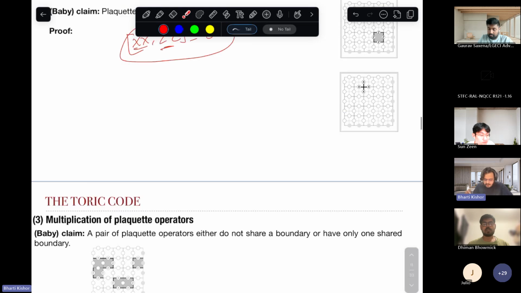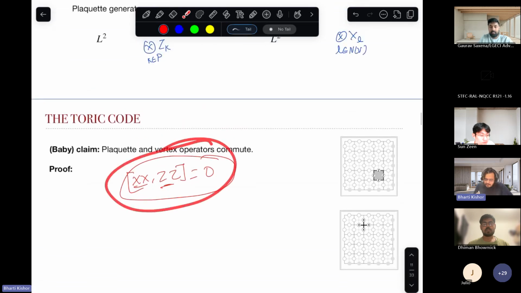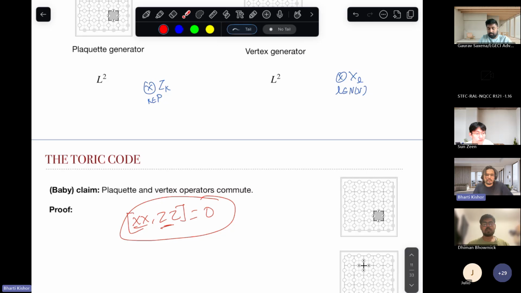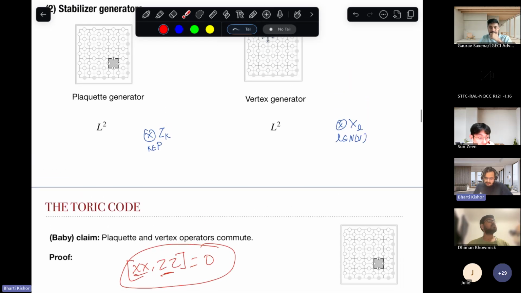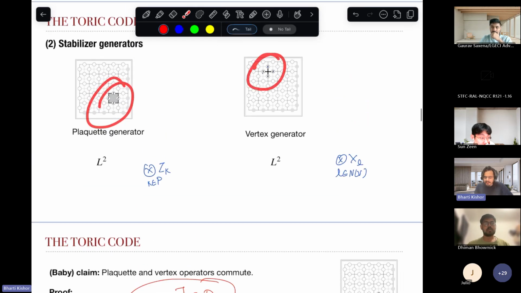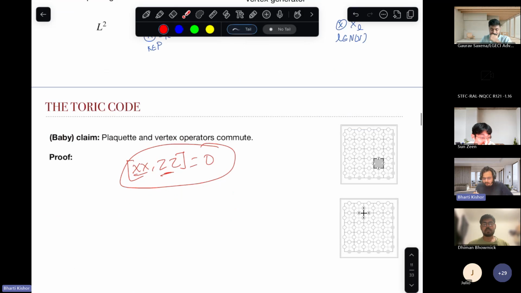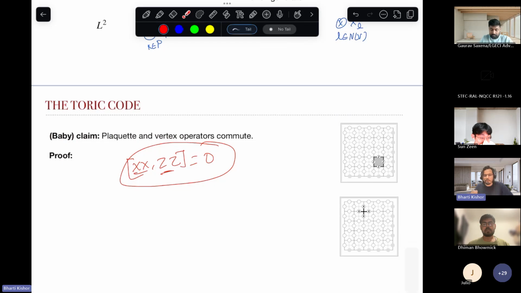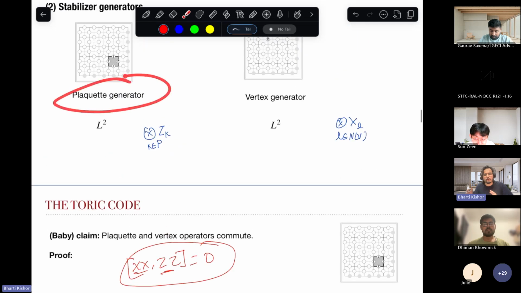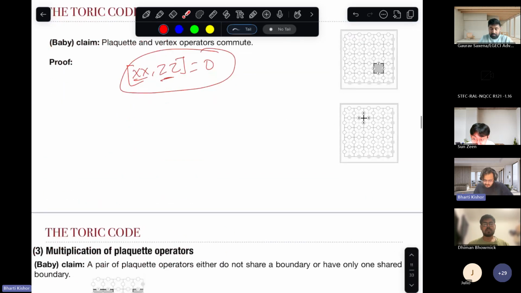Okay. So we needed this, because otherwise how can you have a stabilizer group? For a stabilizer group, all the stabilizer generators have to commute. So all the Z generators will commute, all the X generators will commute, but the Z generators and X generators also have to commute to have a stabilizer group. And obviously they will commute because they overlap on an even number of qubits. So we get a stabilizer group formed out of plaquette generators and vertex generators. Very nice.